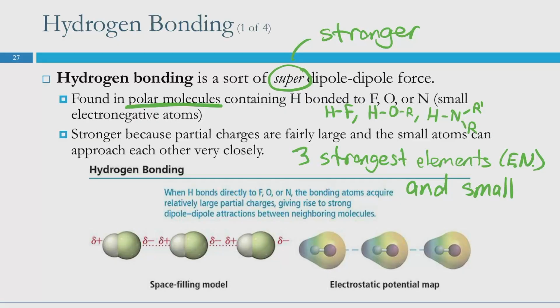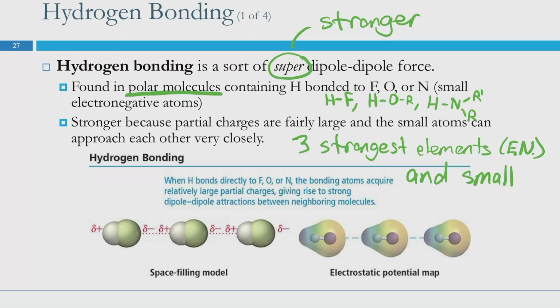If you go down to chlorine, for example, now we're in row 3. Chlorine is going to have an extra set of layers of electrons on top of what fluorine, oxygen, and nitrogen have, so it's going to be bigger. So we're going to get some partial charges. They're relatively large because of the big difference in electronegativity.